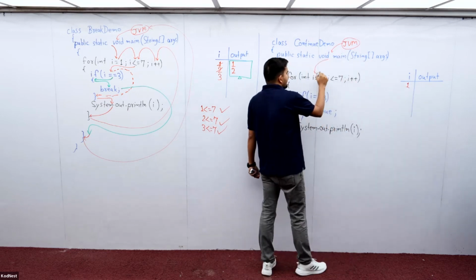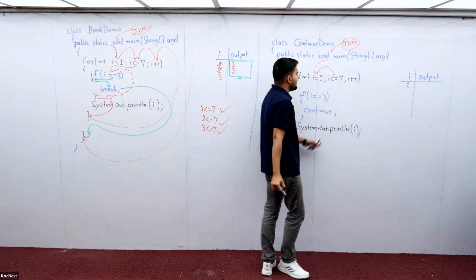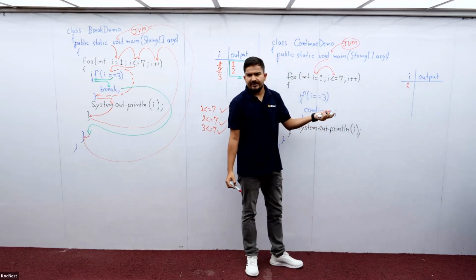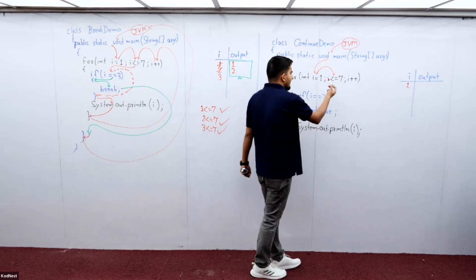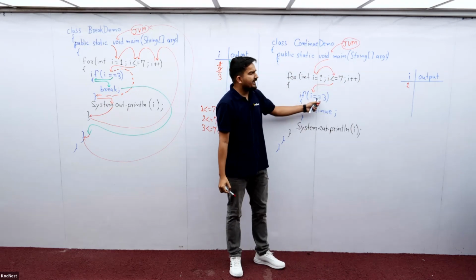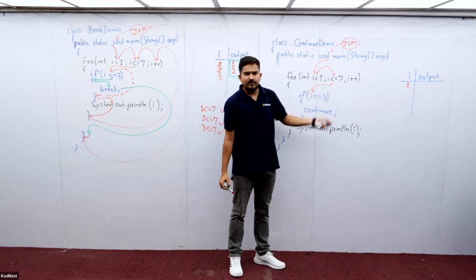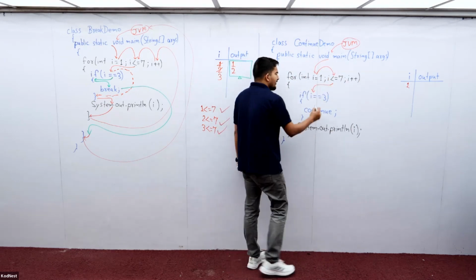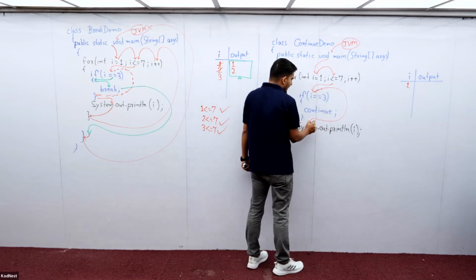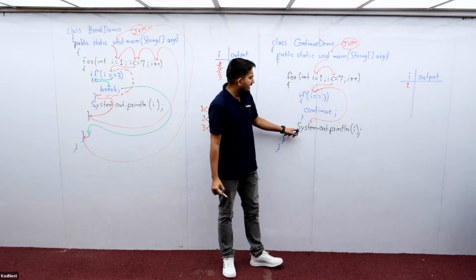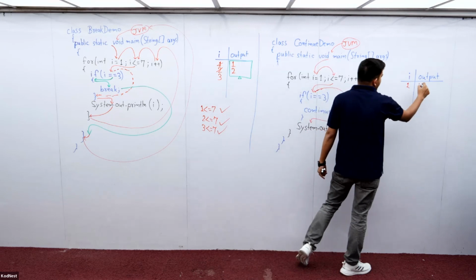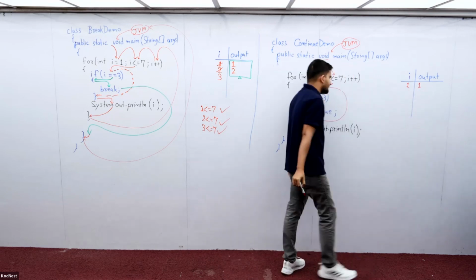After initialization, the condition is checked. The condition says I is less than or equal to 7. Is 1 less than 7? 100% 1 is less than 7. The condition is true, so control will come inside. If I equal to 3, is 1 equal to 3? No, 1 is not equal to 3. Control will skip this if block and go after it, where we have system.out.println I. The value of I, that is 1, is going to be printed.